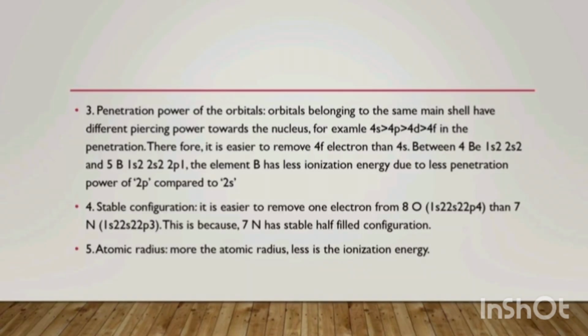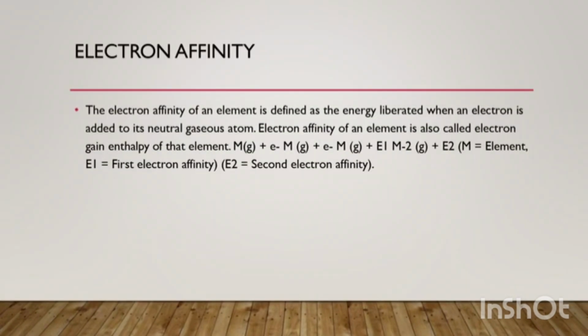Next is penetration power of orbitals. Orbitals belonging to the same main shell have different piercing power towards the nucleus. For example, 4s is greater than 4p is greater than 4d is greater than 4f. So in terms of penetration, it is easier to remove 4f electrons than 4s. Between beryllium 1s2 2s2 and boron, both are different, right? Next, stable configuration and then atomic radius.